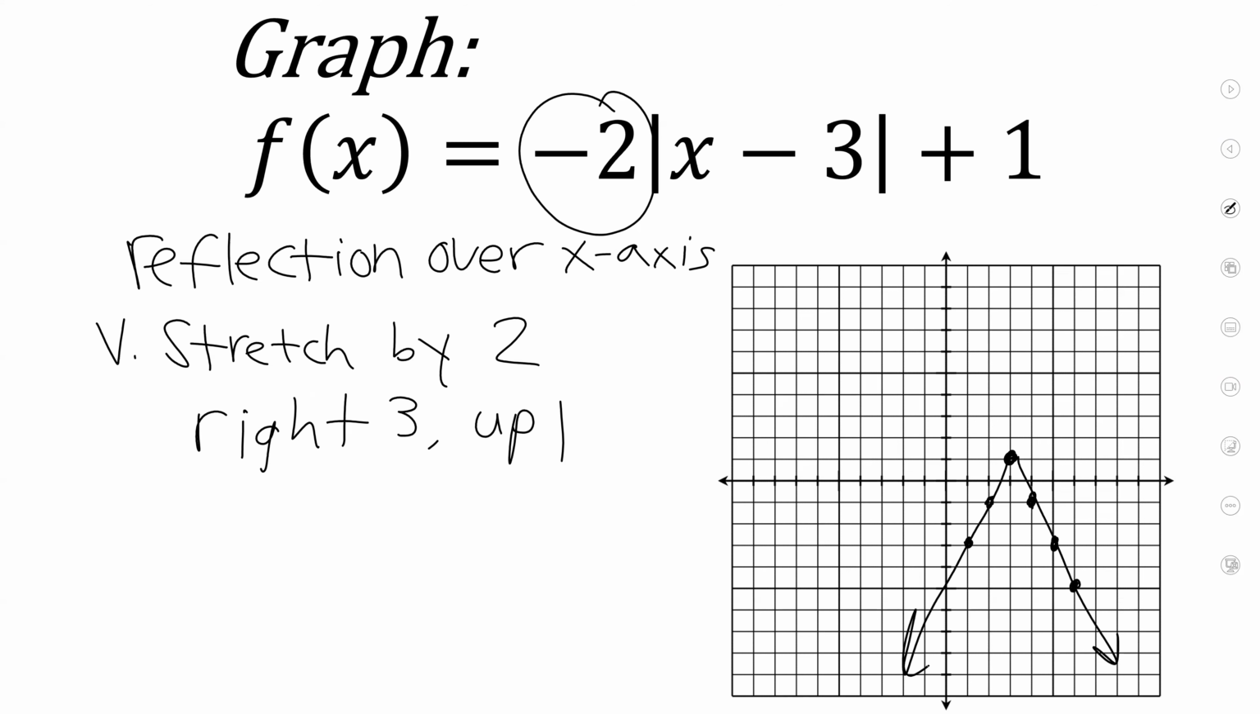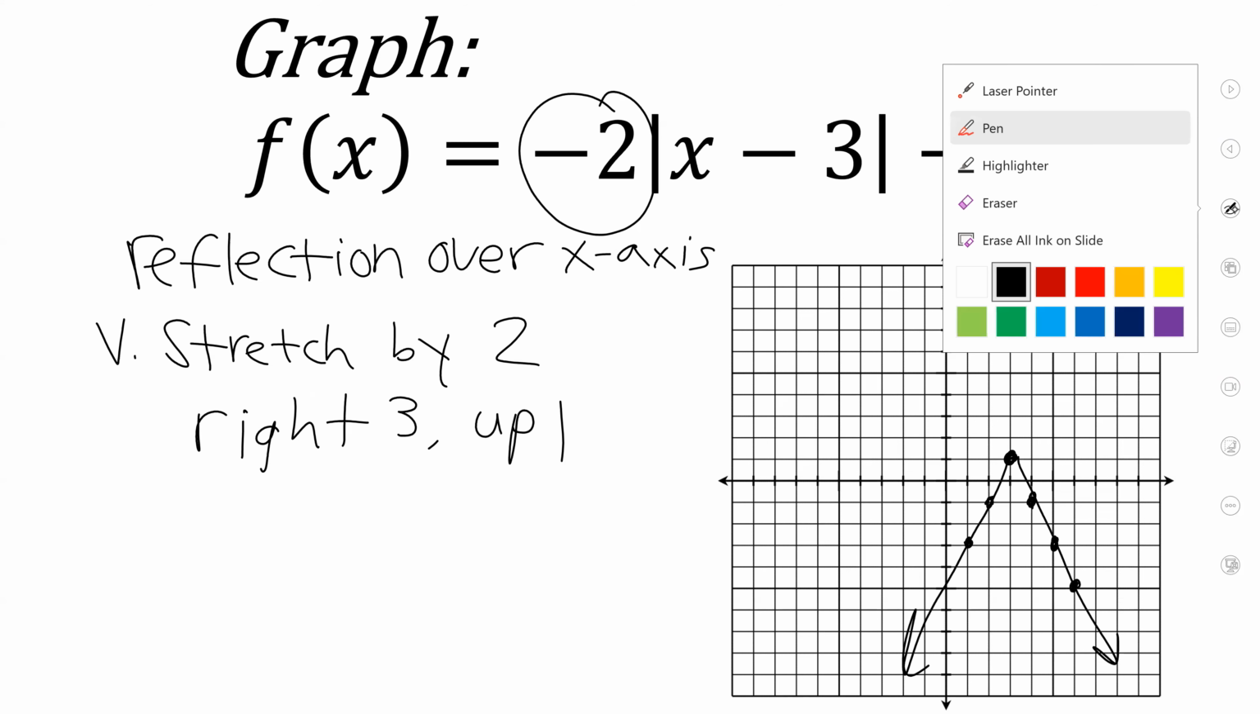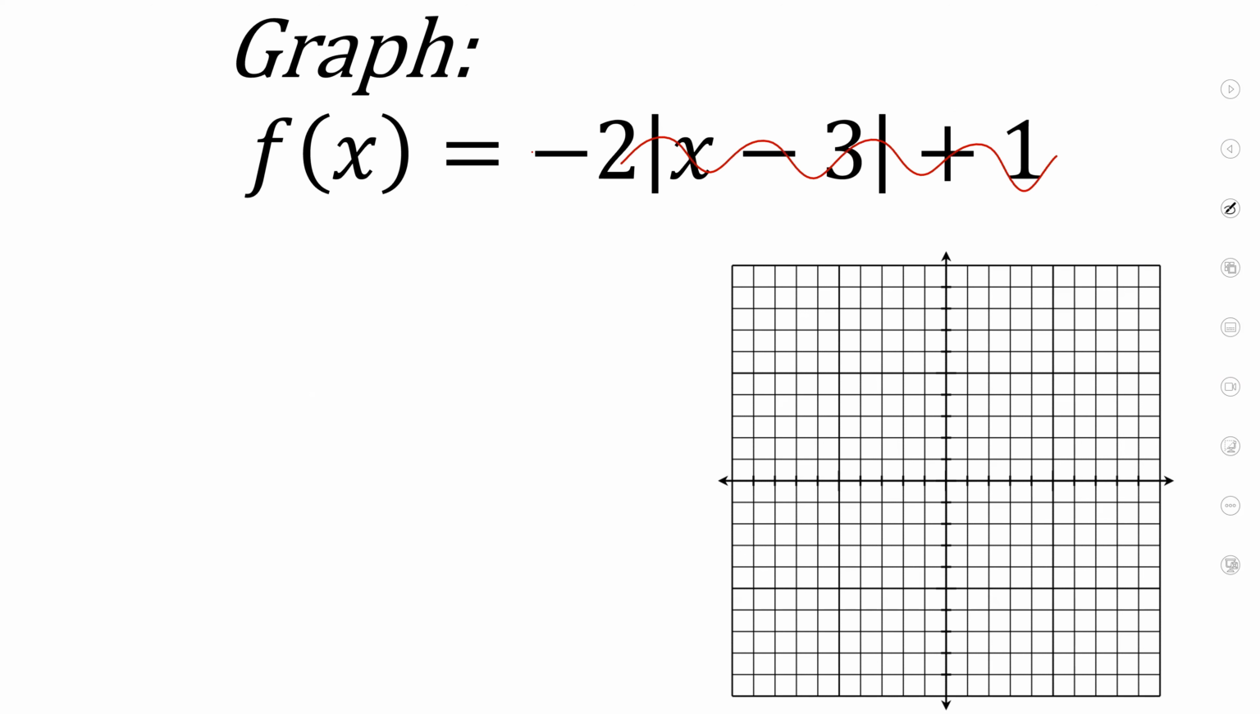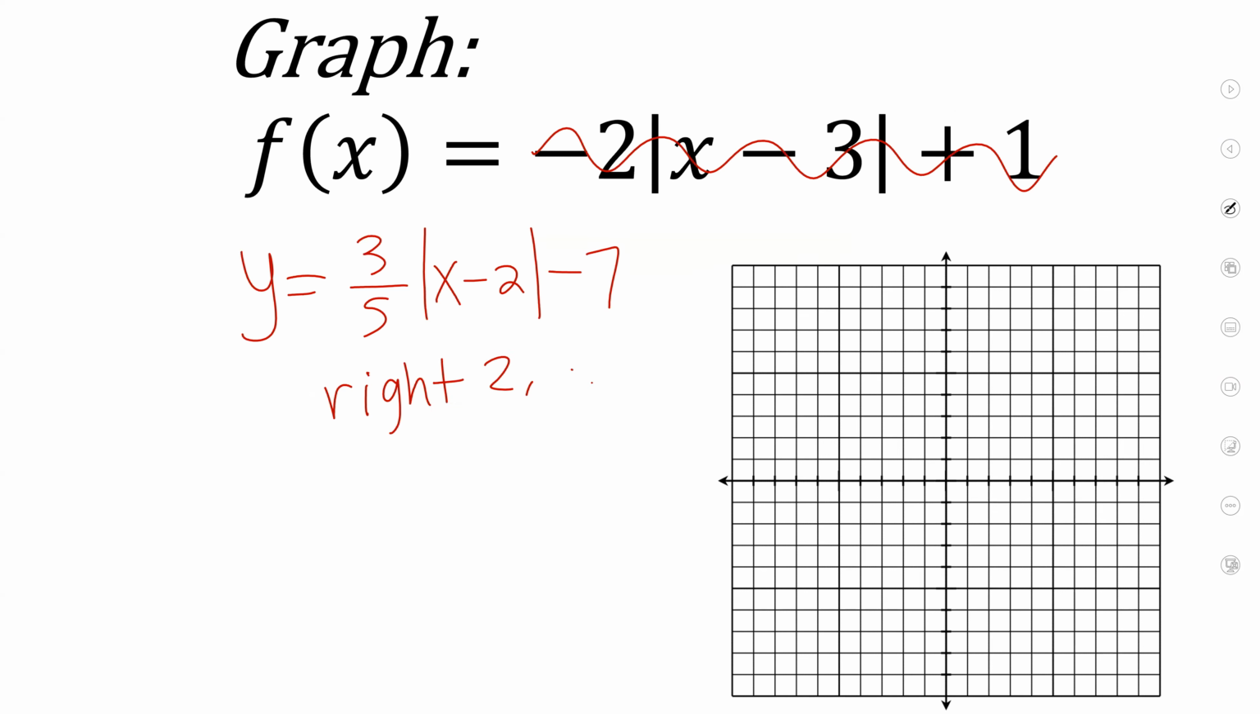Okay, let's do another one. Can I erase this? Okay, let me do another one. I'll do a different equation. Let's say y is equal to 3/5 times the absolute value of x minus 2, minus 7. Okay, so guys, this went right 2, down 7. Let me just graph my vertex first. Right 2, so over 2, down 7. 1, 2, 3, 4, 5, 6. Right here, this is my vertex.